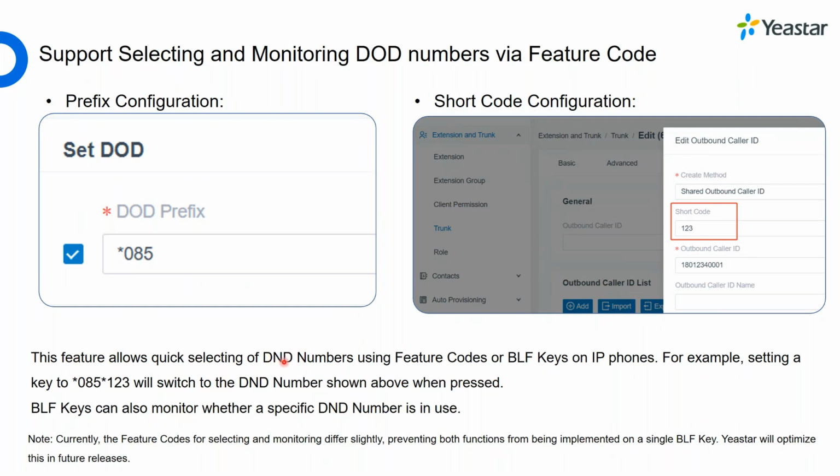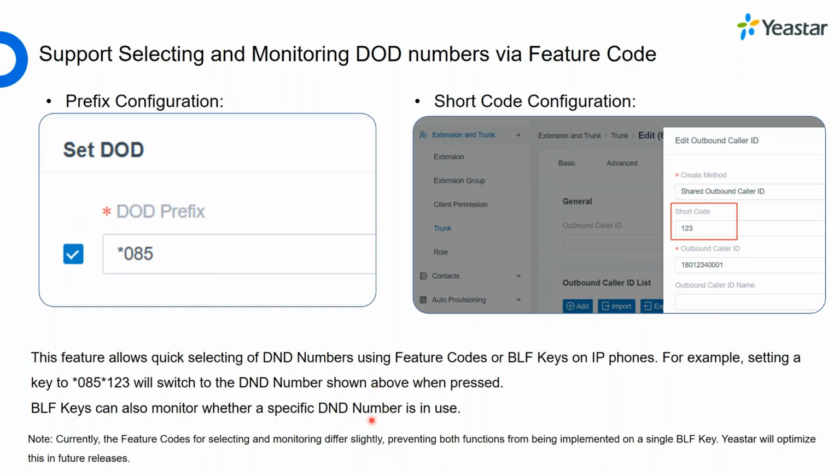I will fix it. For now, the selecting DOD number and monitoring DOD feature codes are different statuses, so you can achieve using both functions on one BLF key. I have reported it, and we will optimize this, I think, in the next release.